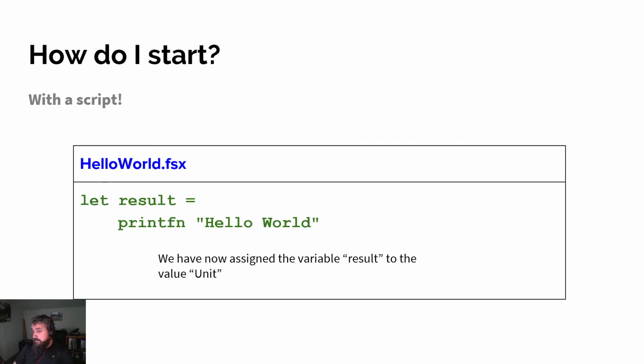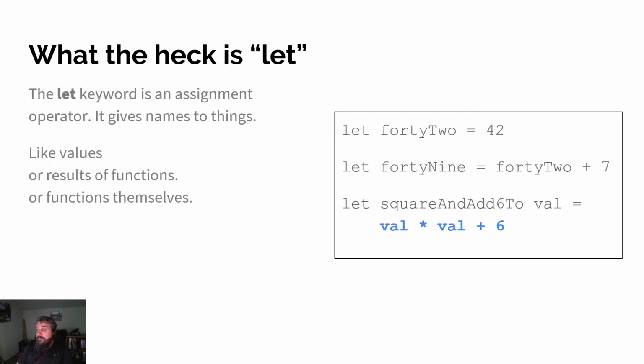In this particular model now, we're saying let result equals printfn hello world. And what we're doing now is actually assigning the value result, or the named item result, to the value unit, which is the result of the printfn function. So the call printfn hello world does a hello world write, but it returns a unit. And now it's assigning that unit to the name result. That's a variable, or as in F#, it's more of a value.